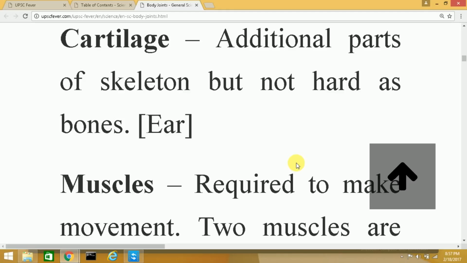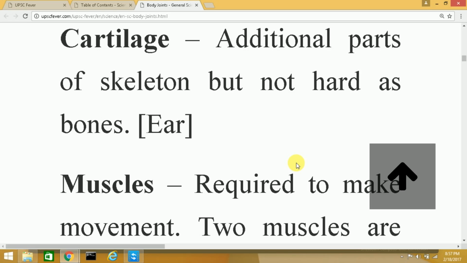The muscles are also important parts of the body. They are required to make movements. Two muscles are needed for a single bone to move, because while one muscle contracts, the other expands, and the contracting muscle moves the bone in that direction, and this allows us to move. So walking and shaking hands are all possible due to the presence of a pair of muscles that connect our bones.